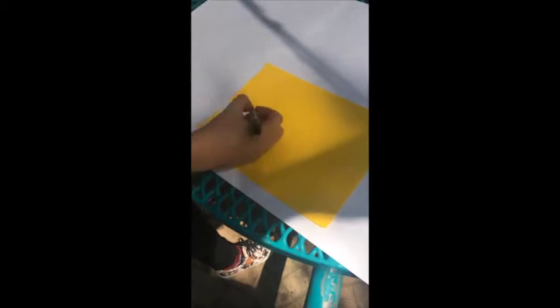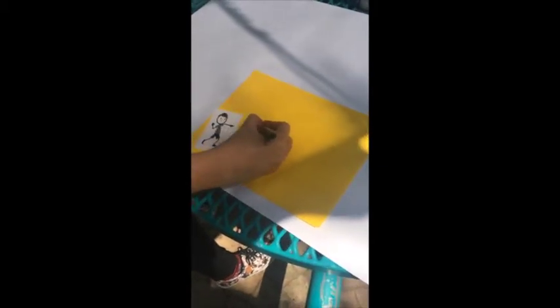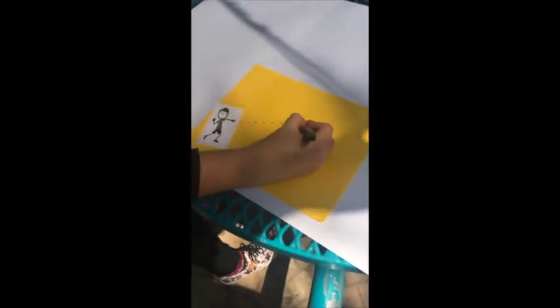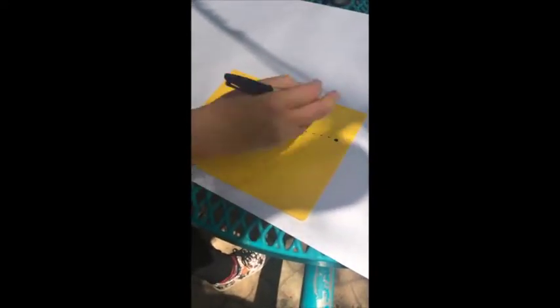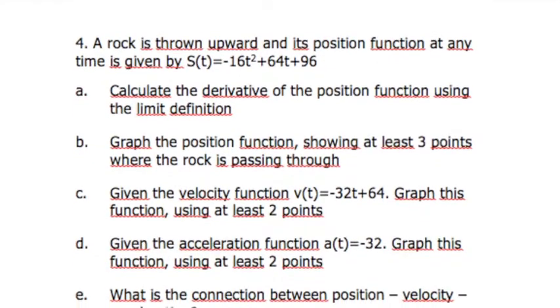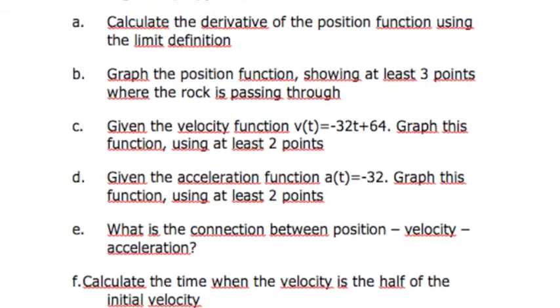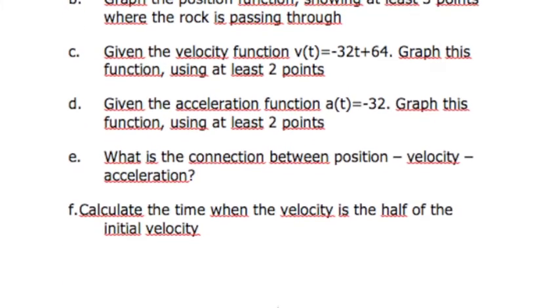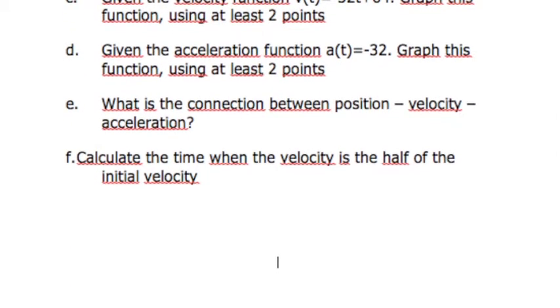Group number 6. Our problem says a rock is thrown outboard and its position function at any time is given by s(t) = -16t² + 64t + 96. We have to calculate the derivative of the position using the limit definition, graph it, and then explain the connection between position, velocity, and acceleration, and calculate the time when the velocity is half of the initial velocity.